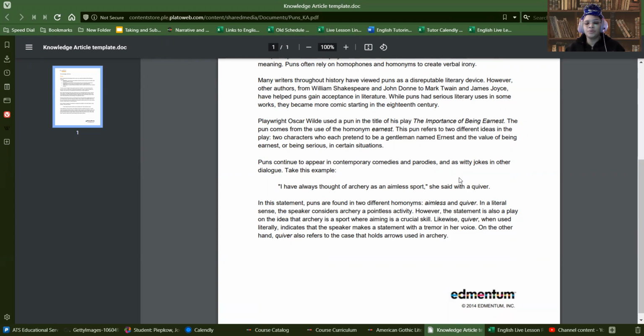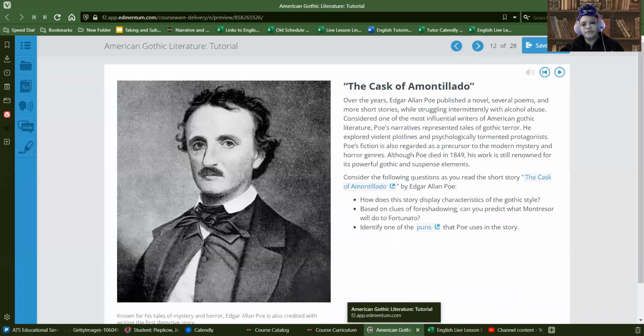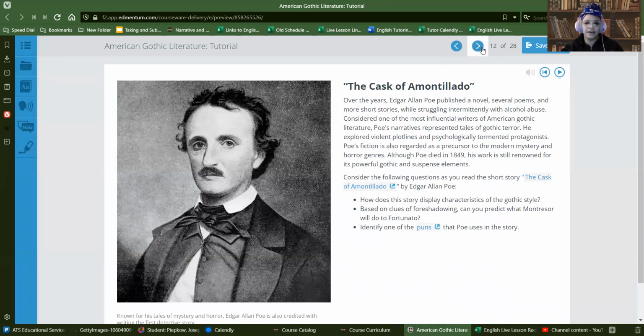And then it says, she said with a quiver. So a quiver is when you shake because you're shivering or you're scared, that kind of thing. But a quiver in archery is what you keep your arrows in. It's like a little narrow basket with a handle that you can put over your shoulder, and it's what you keep your arrows in. So they're making jokes here because of the way archery works, and they're using the words aimless and quiver. So they want you to keep an eye out for wordplay like that in this story.